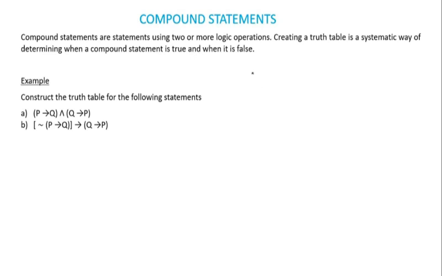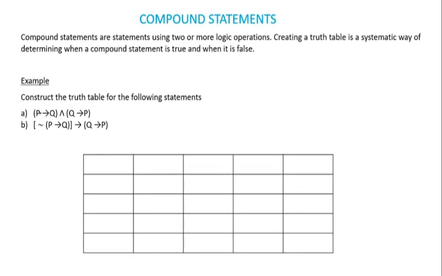Let's look at an example to further understand what we mean by compound statement. Now, example number 1. Construct the truth table for the following. We can see that in this compound statement A, we have the implication sign, which is one of the logic operations. We have the AND operation, which is the conjunction operation, and then we have another implication. So we can see we have three logic operations over here. We have the implications, two of them, and then we have the conjunction operation also here.